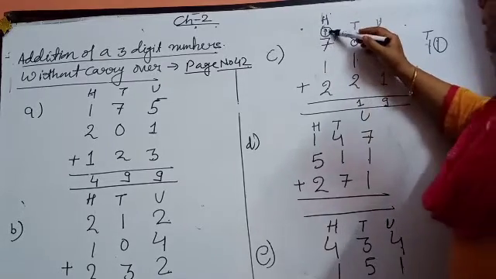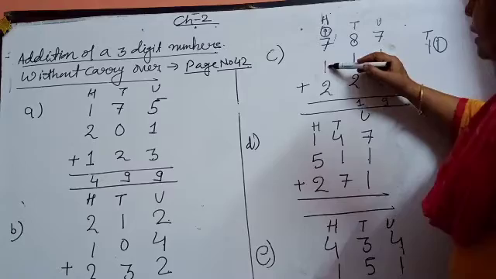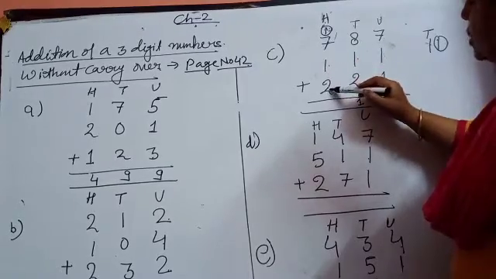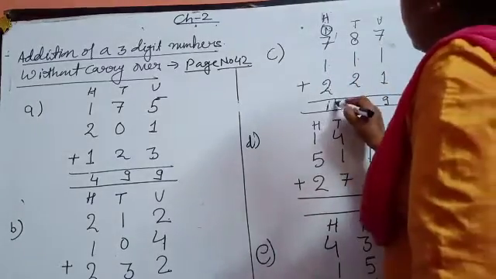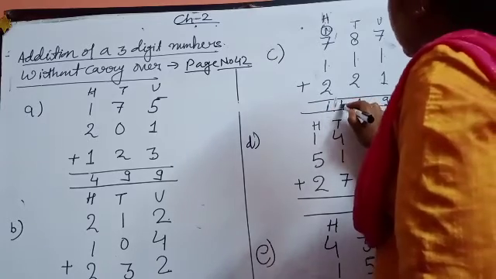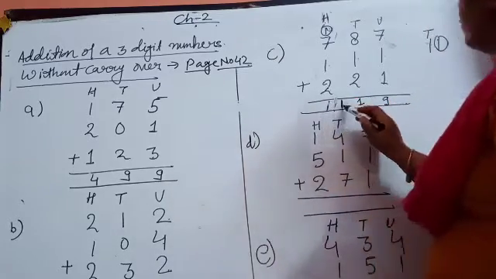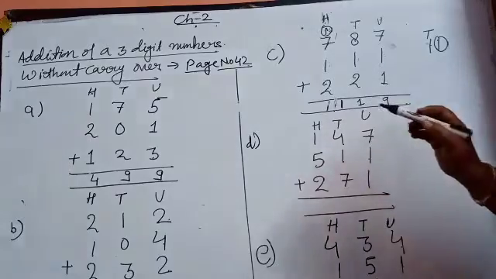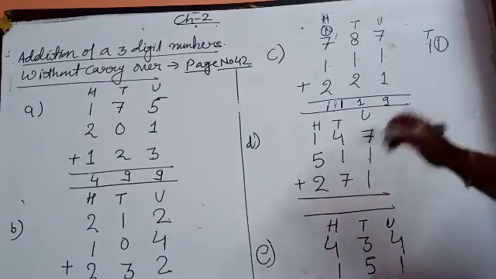Now see that. 7 plus 1, 8. 8 plus 1, 9. 9 plus 2, 11. So it will be your answer. In this way you can write that. So what answer has come? 1119. Understood or not?